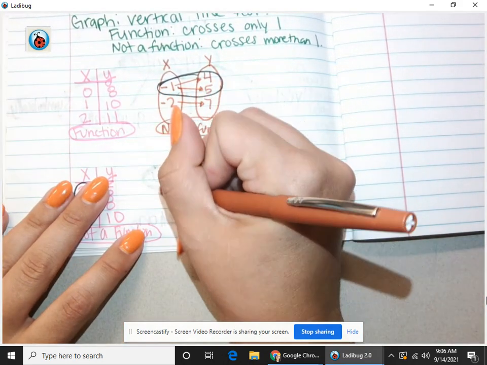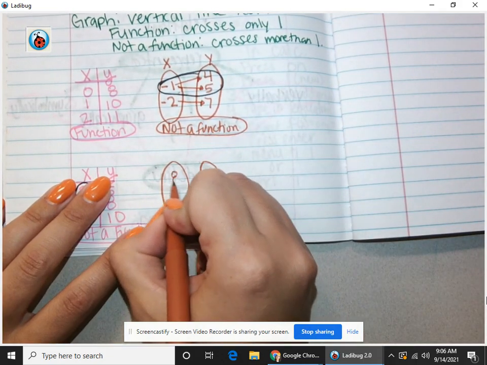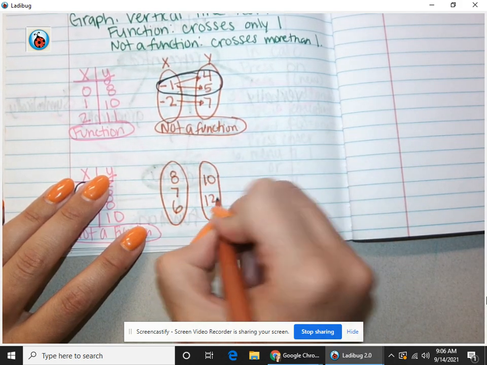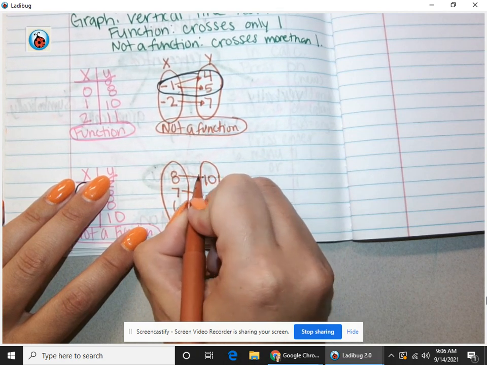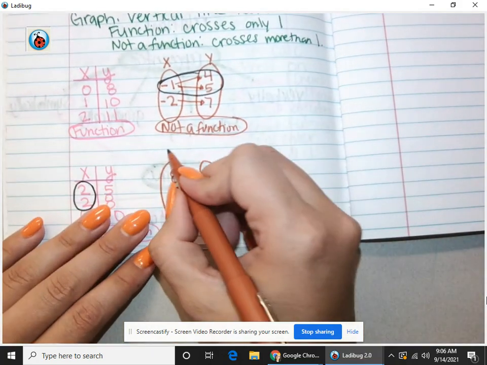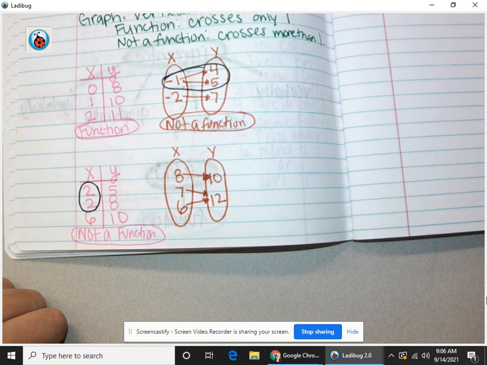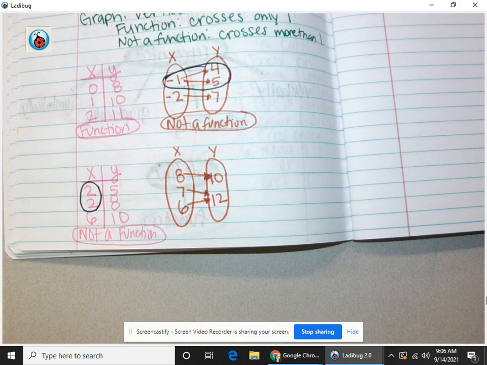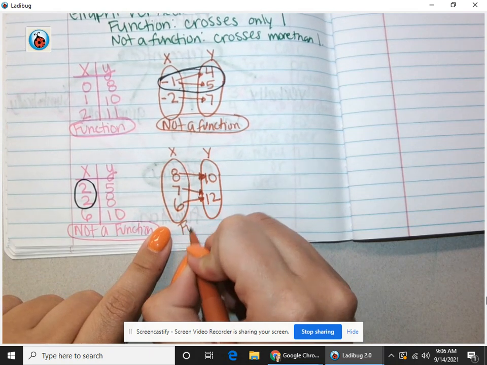Okay, so what if I had 8, 7, 6, 10, 12. So in my x column, I've got 8, 7, 6, and in my y column, I have 10, 12. Is this a function? Yes. Why? Because our x's don't repeat. Even though our y repeats with 12, it still counts as a function.